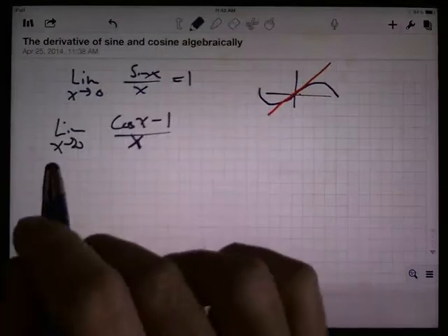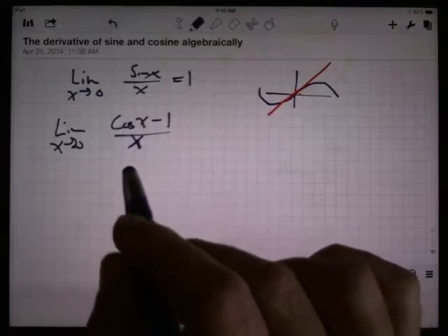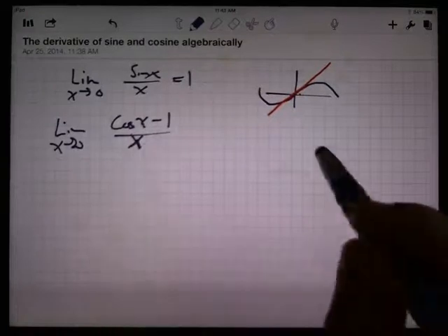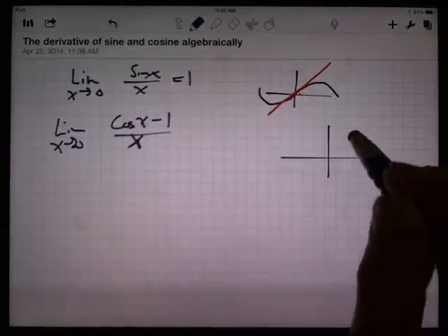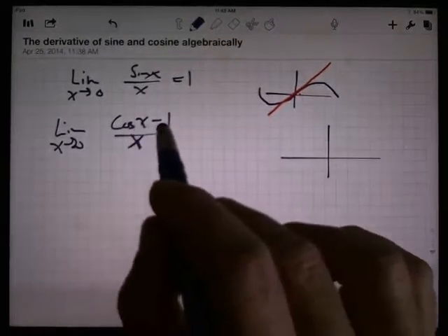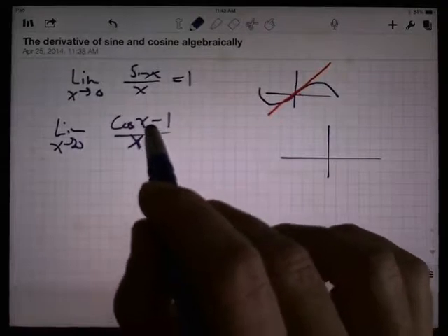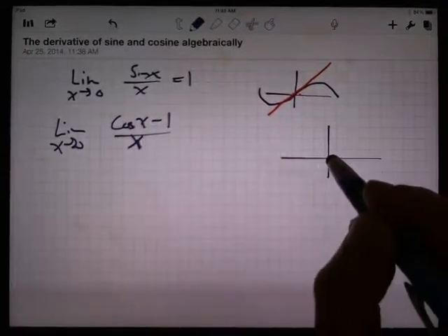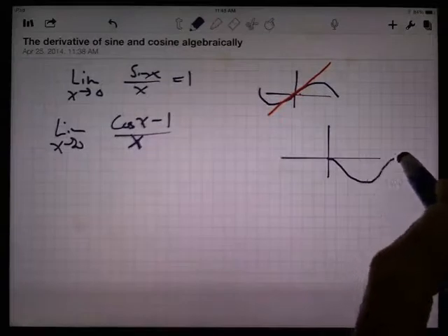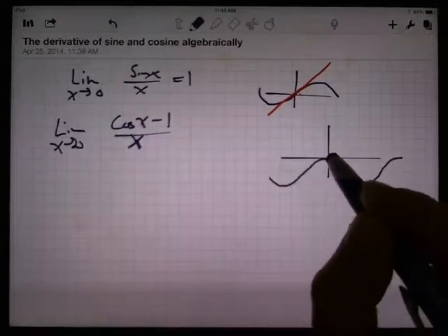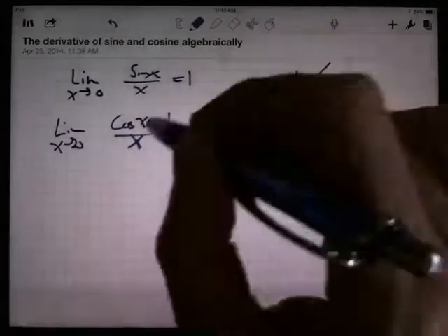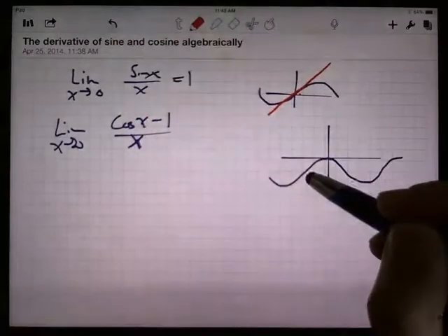I'm also going to need to know this limit, and I could draw a picture. Actually, we'll do both. When I look at the cosine x minus 1, that's a cosine curve that's been shifted down 1. Cosine curve should start up at 1 and then head downhill. Well, now it's down here. And then the denominator looks like just y equals x.